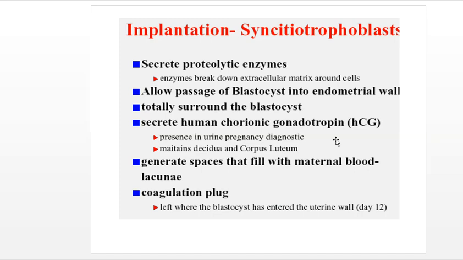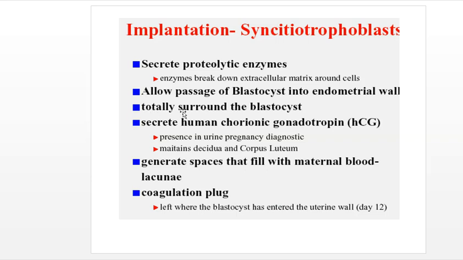This syncytiotrophoblast is very important because these cells secrete one specific proteolytic enzyme whose name is matrix metalloprotease. This enzyme breaks down extracellular matrix around the cells, and as a result the embryo does more penetration and more implantation. And also the syncytium allows passage of the blastocyst into the endometrial wall.